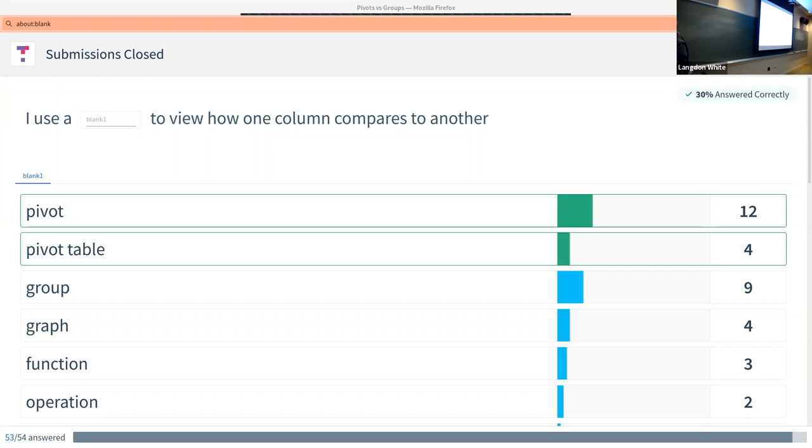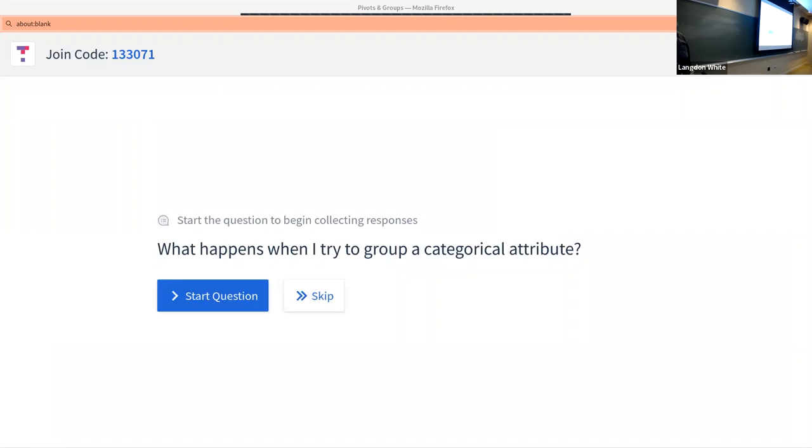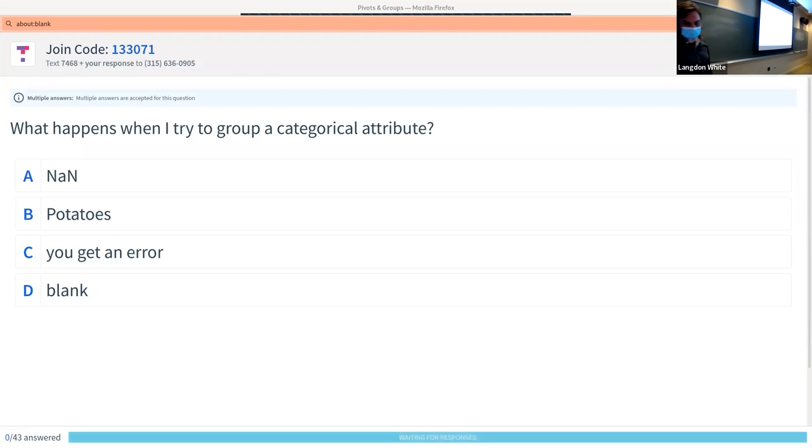I suppose somebody actually gave the example in code. I probably could have given that, but. All right, what happens when I try to group a categorical attribute?